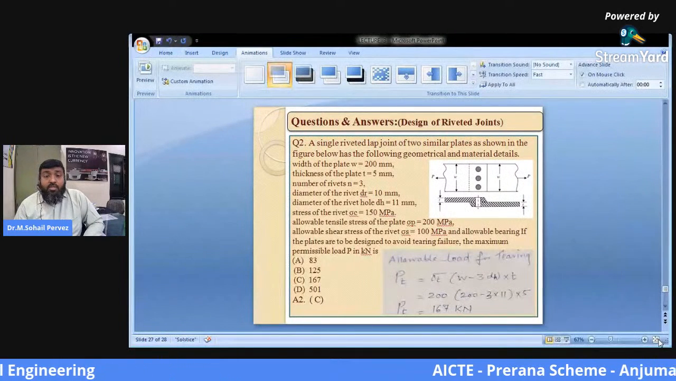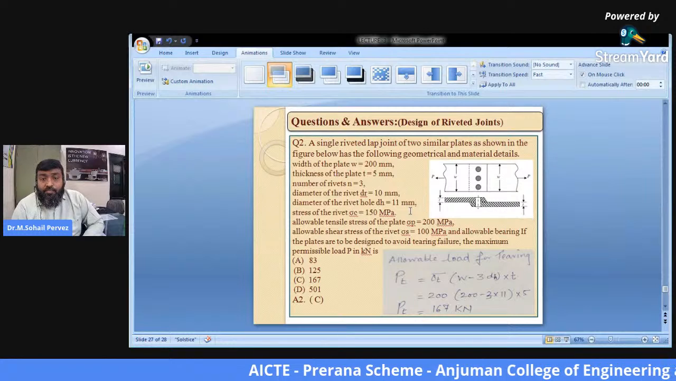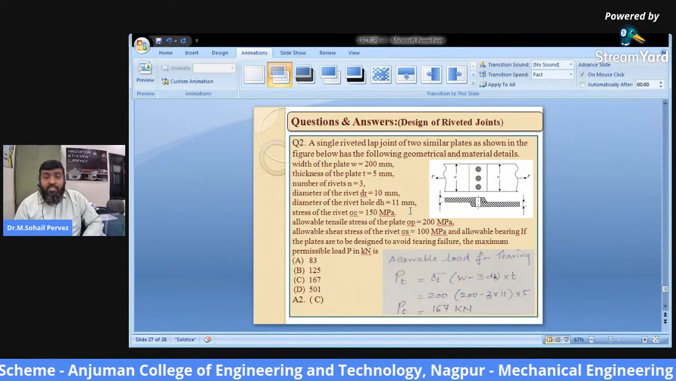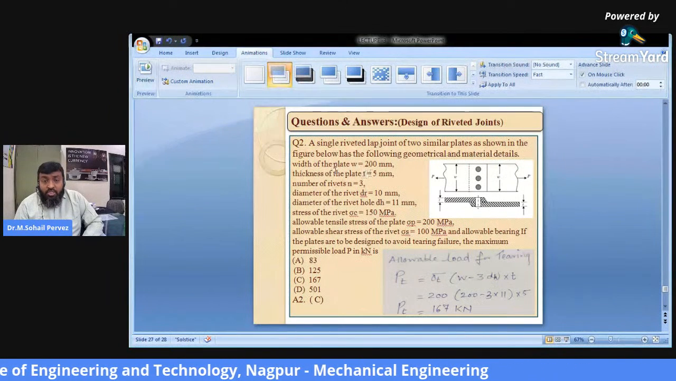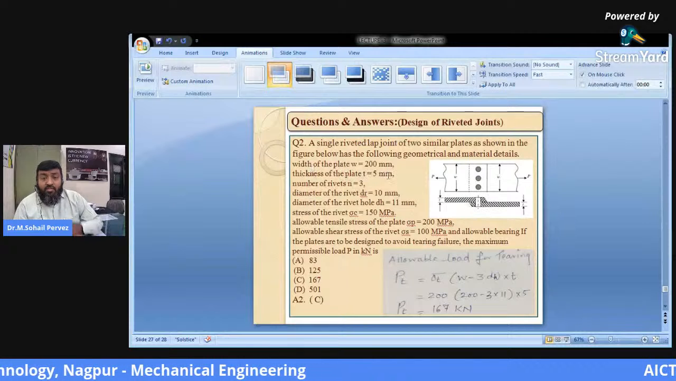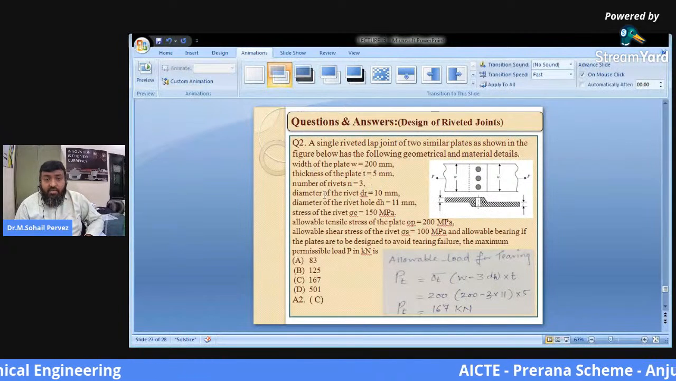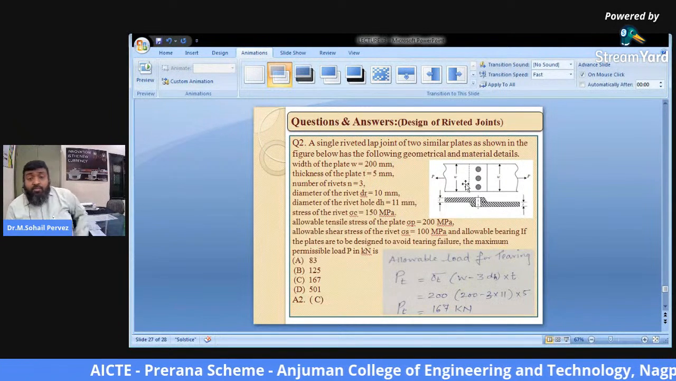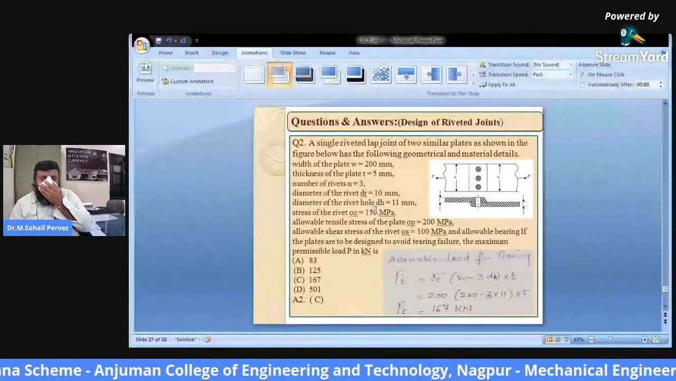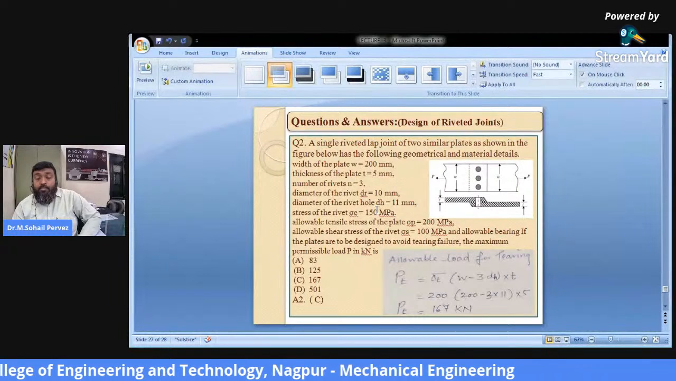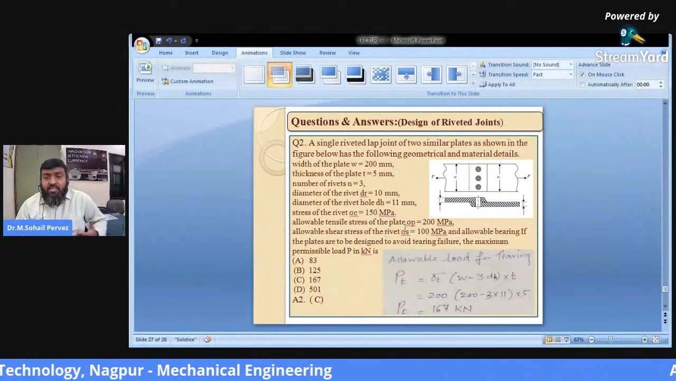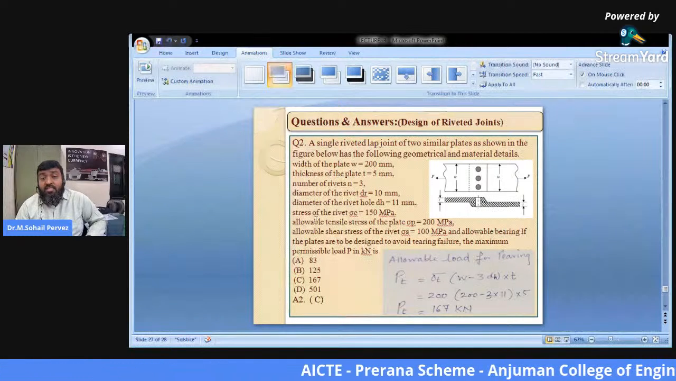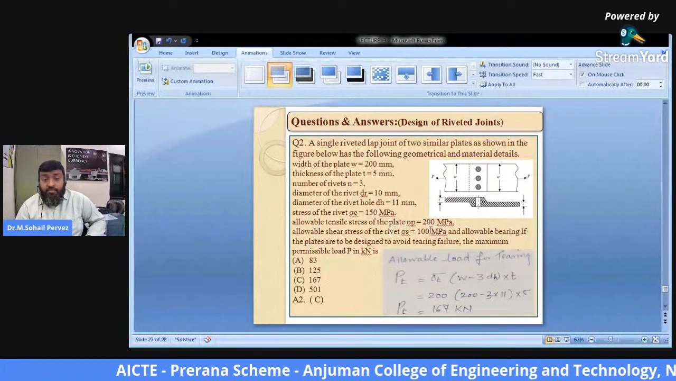Okay, so a single riveted lap joint of two similar plates. In this case, the width of the plate is given, and the thickness of the plate is given. This is width, this is thickness, 5 mm. Number of rivets, there are 3 rivets. Diameter of rivet is d_r, but the diameter of the rivet hole, obviously, has to be slightly larger. Stress of the rivet, allowable tensile strength of the plate, because we are much concerned with the plate itself.